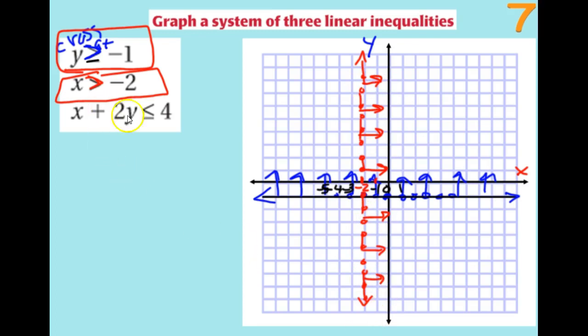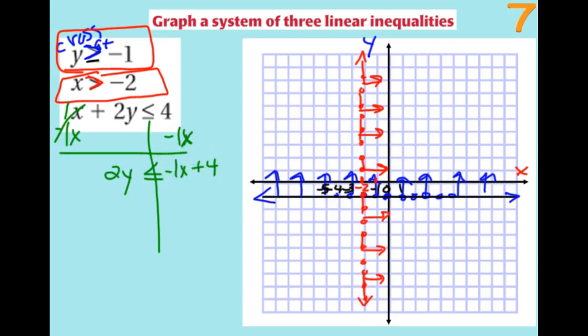And then our third graph, we need to solve for y. So I'm going to move this 1x to the other side by subtracting 1x. We get 2y is less than or equal to -1x plus 4. And then divide everything by 2. We get y is less than or equal to, well, -1/2 x. You can't simplify that. And 4 divided by 2 is 2.